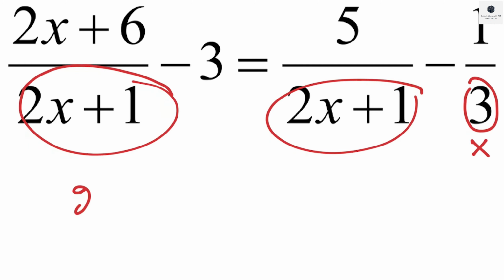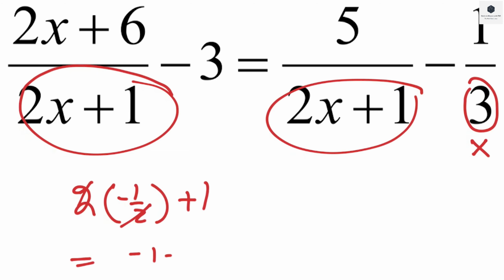So I'll just substitute this value in 2x plus 1. I'll be doing 2 times minus 1 over 2, which is the x value, plus 1. This gives me 2 and 2 cancel, minus 1 plus 1 is 0. Since the denominator is 0, if any x value is making the denominator 0, that will not be part of the domain of that function. So x equals minus 1 over 2 is not the solution for this question.